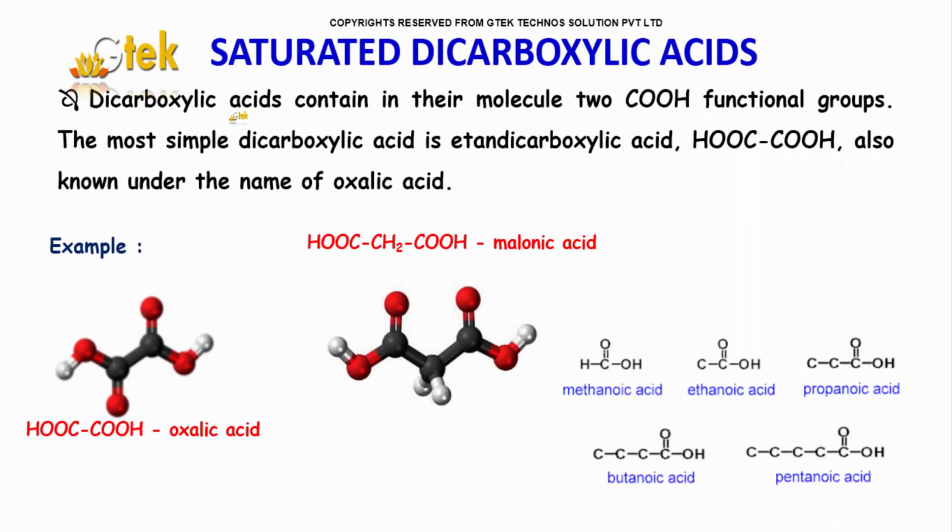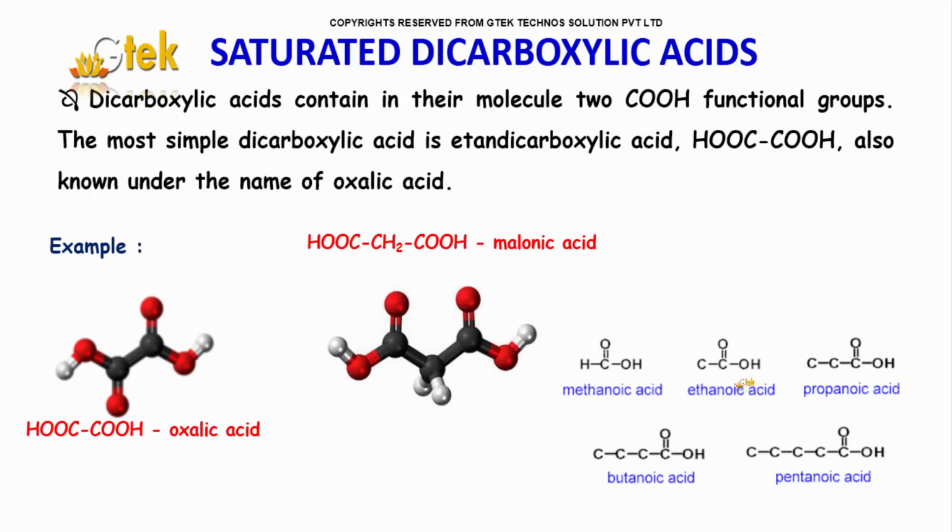Dicarboxylic acids contain two COOH groups in the molecule. The simplest dicarboxylic acid is ethane dicarboxylic acid, also known as oxalic acid. And if it is with 3 carbons, it's malonic acid.